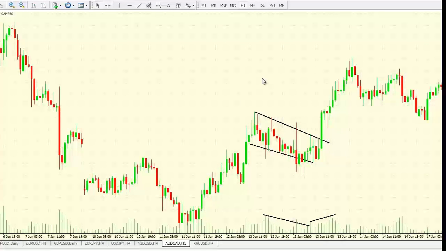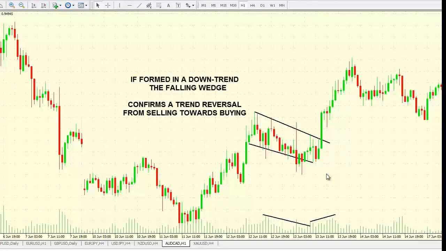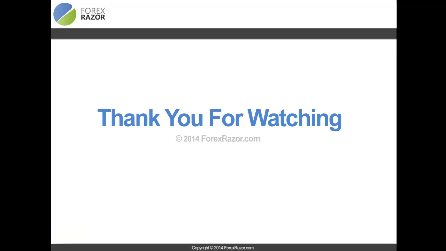Since this falling wedge was formed in the continuation to an uptrend, it confirms the bullish bias of the trend. Had this pattern been identified in a downtrend, it would be considered as a signal of the potential end of the downtrend. So with this, we conclude this tutorial on the wedge formations and how you can use them as trade signals while trading.